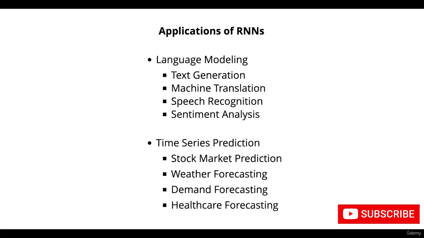Recurrent neural networks are versatile models that find applications in a wide range of domains, including language modeling and time series prediction. By leveraging their ability to model sequential data and capture temporal dependencies, RNN enables various intelligent applications such as text generation, machine translation, speech recognition, stock market prediction, weather forecasting, demand forecasting, healthcare forecasting, and more. Understanding the principles and applications of RNNs is essential for effectively applying them in real-world problems and extracting meaningful insights from sequential data.